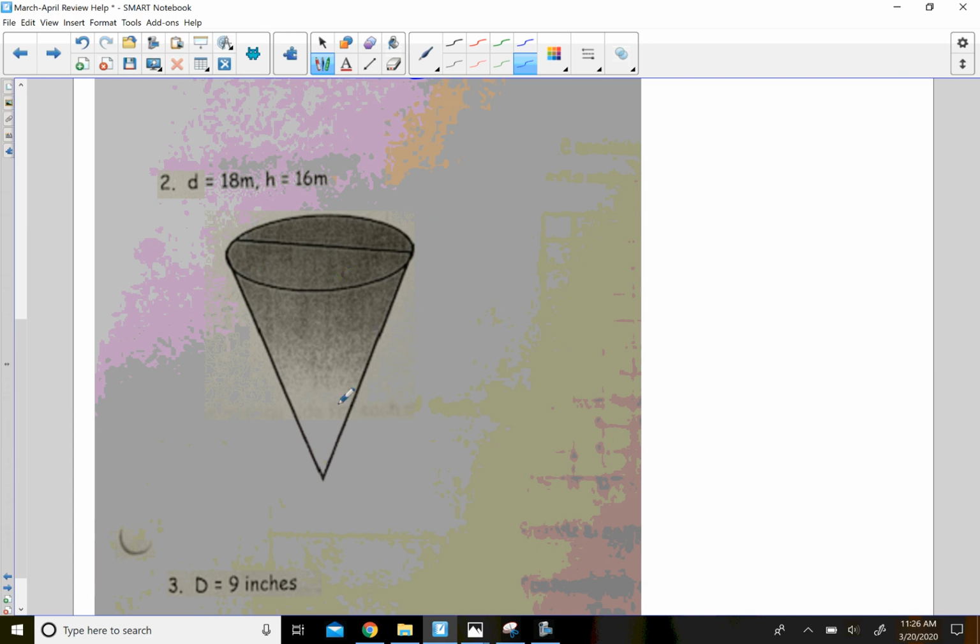We look at how many times it takes me to fill this cone and then dump it into the cylinder, and it takes 3 times. So the volume of a cone is going to be 1/3 times pi times radius squared times the height. Basically, it would take 1 out of 3 to fill that same cylinder.